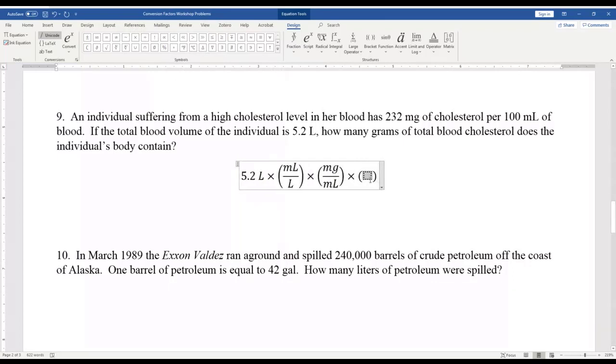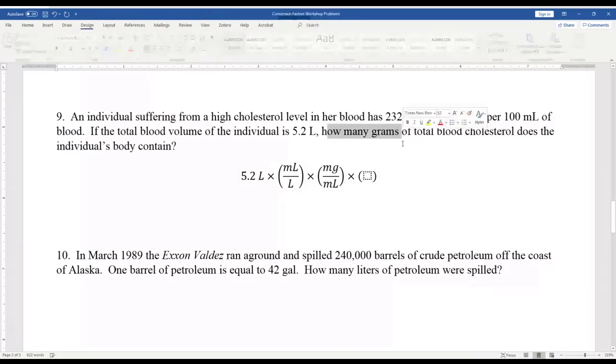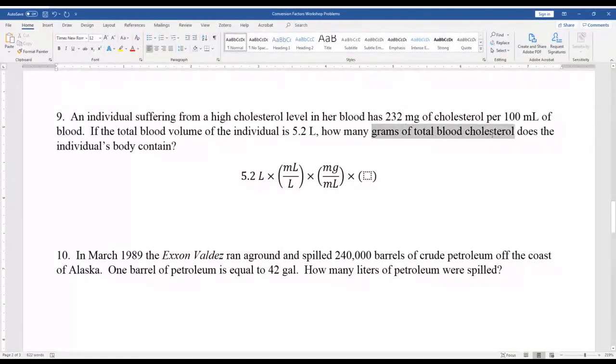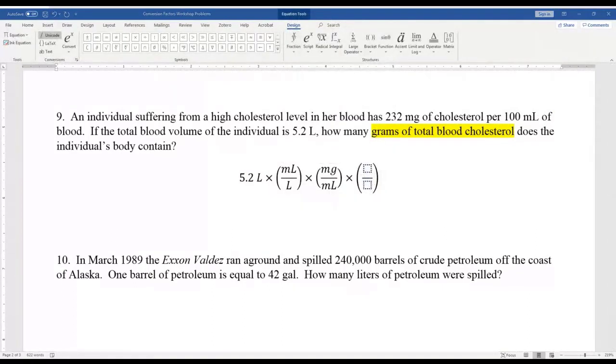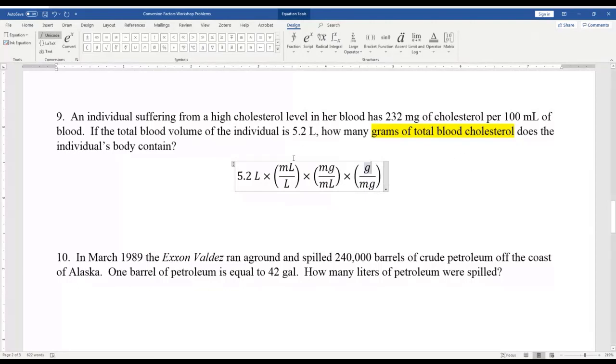All right. Then we have milligrams, and that's milligrams of cholesterol. But we're looking for how many grams of total blood cholesterol. So the next step, what units do I put? What unit do I put on the bottom? Milligrams, very good. And then on the top, grams, very good. All right. So now we have our entire process mapped out. All we have to do is put in the appropriate numbers.